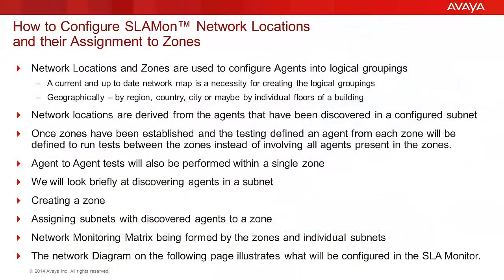This video will describe network locations and how they can be formed into zones for use with network monitoring provided by the SLA Monitor application. An up-to-date network map is a necessity to creating the logical groupings to define the various zones needed. There is a bit of an art to creating zones, as they can be grouped by region, country, city, maybe even by floors in a building, depending upon a given need or situation, and also depending upon the complexity of your network. The network locations are based on subnets where the agents have been discovered.